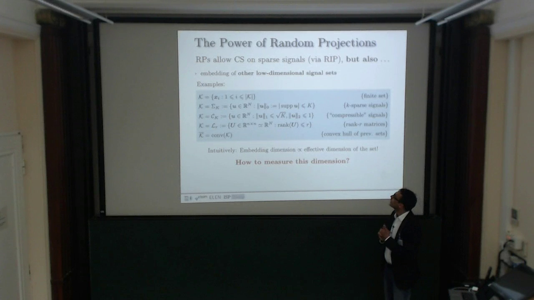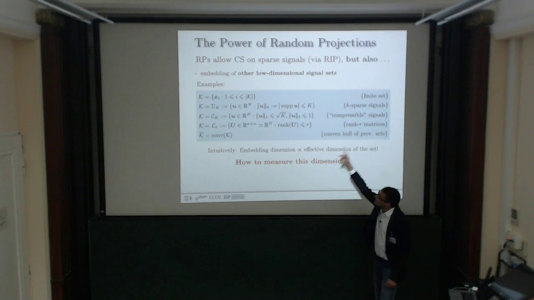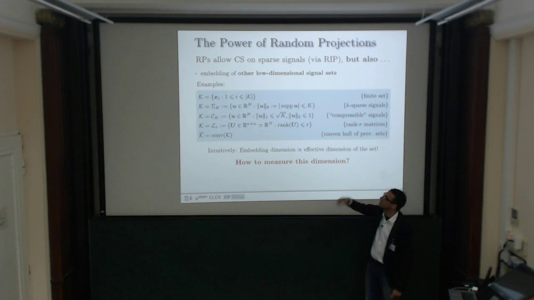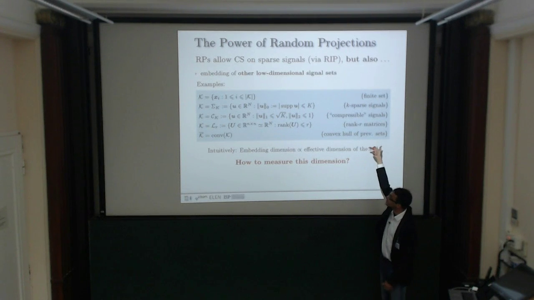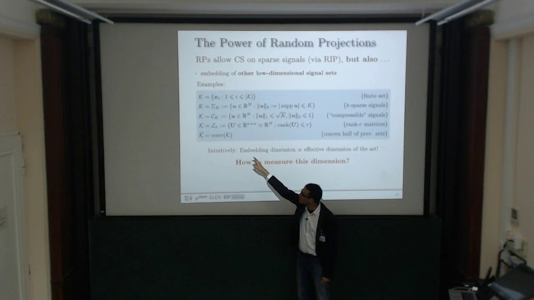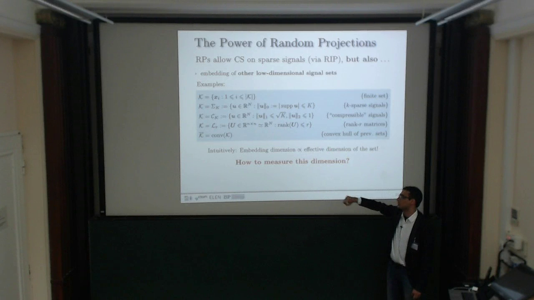Why do we like random projections so much? Not only because we can process sparse signals, but also because in general they perform particularly well when we embed other low-dimensional signal sets. As examples, we could take a finite set, which is the setup of the Johnson-Lindenstrauss lemma, so a finite set of points in R^n. We could take the set of k-sparse signals, compressible signals, also low-rank matrices, and, particularly interesting, you can also take the convex hull of the previous sets, and essentially the properties of the embedding will still hold. I'm going to come back to this in a second.